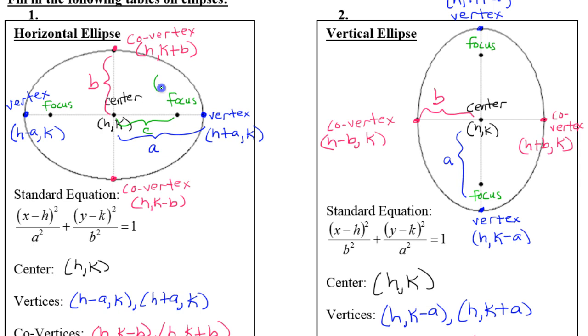But focus on the x value. Again, starting from the center, which has an x value of h, we're going right c, and then we're going left c. So this focus will have an x value of h plus c, y value of k, like we said. And this focus will have coordinates h minus c with a y value of k.